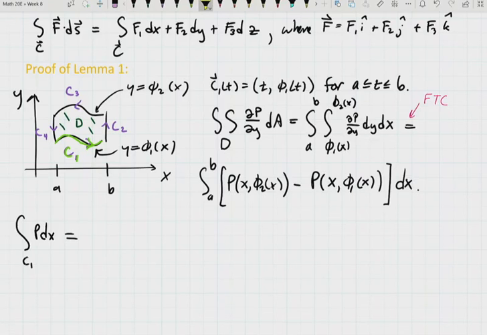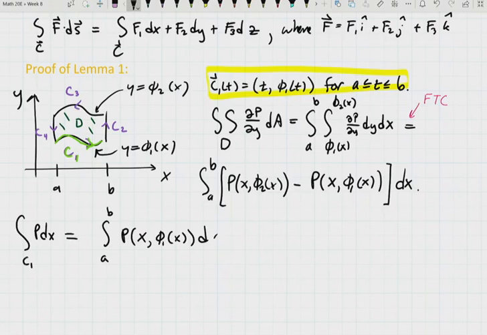Using the parameterization that I wrote right up here, you know what? I can just use x instead of t. We really don't need this independent parameter t. So writing it with x instead of t, x goes from a to b. P evaluated on the path is P(x, phi1(x)). We're integrating dx. So if you don't understand why that's the case, you should convince yourself of this.